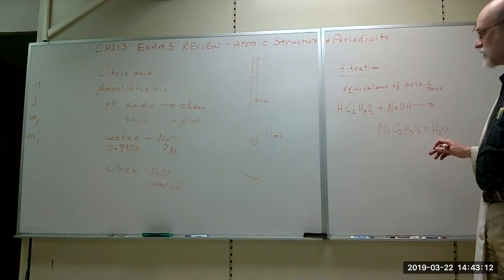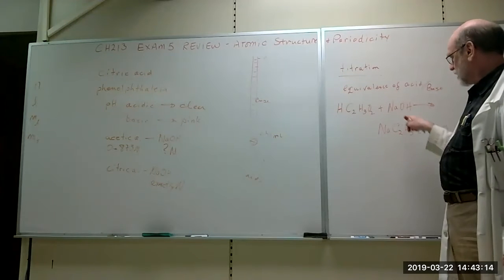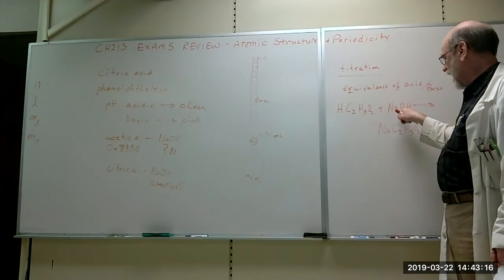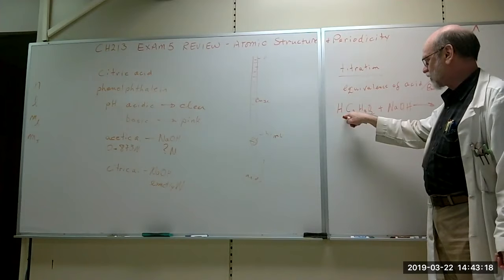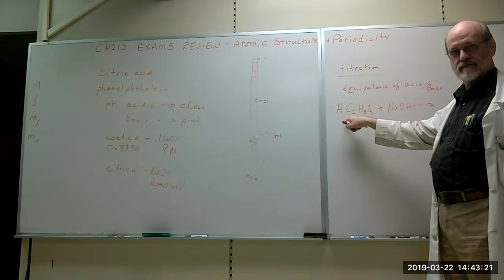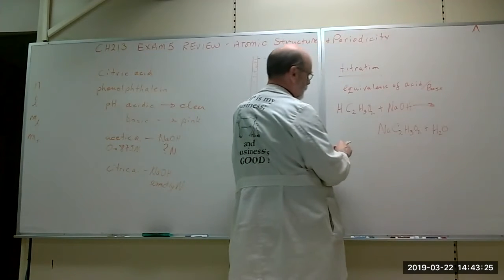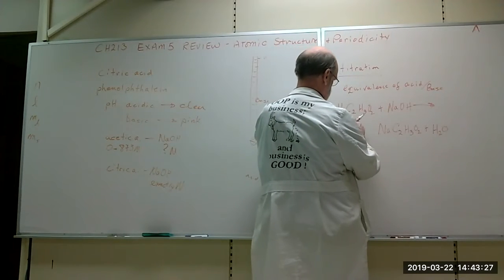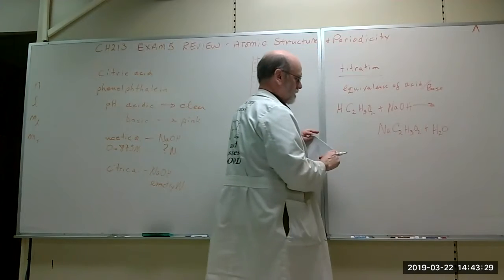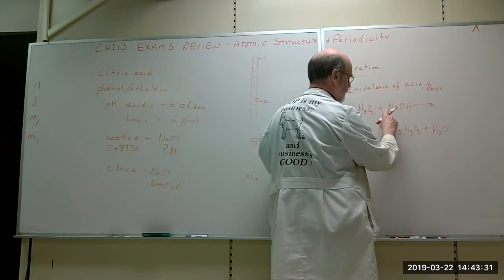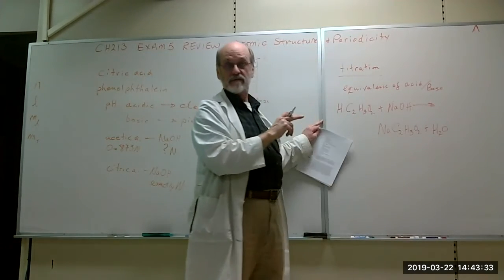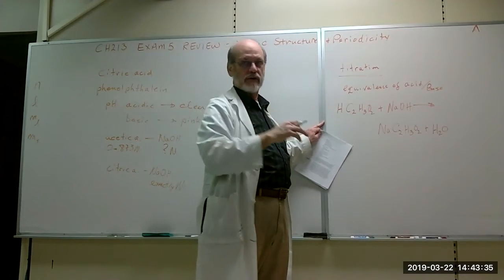And the nice thing is, it's 1 to 1. So 1 mole of that reacts with 1 mole of this. So in that case, we can say, if we know how many moles of this we have in the beaker, we can say how many moles of that were delivered, right? Because we know the stoichiometry.